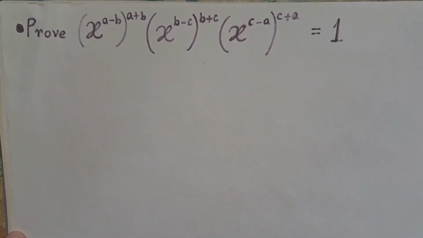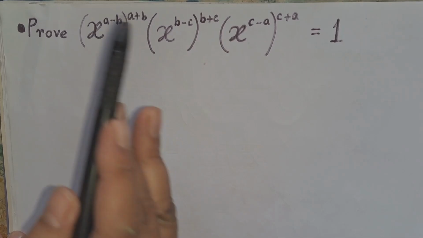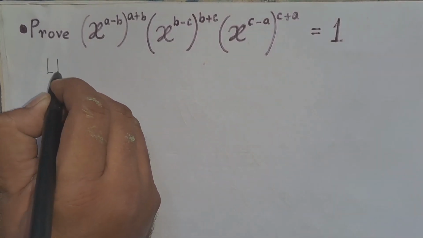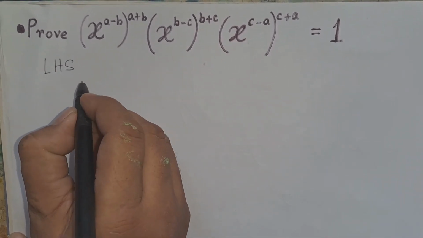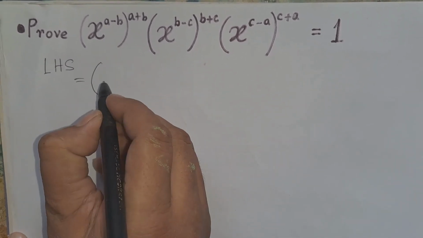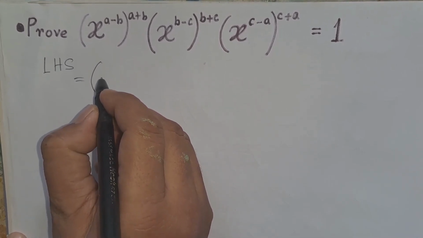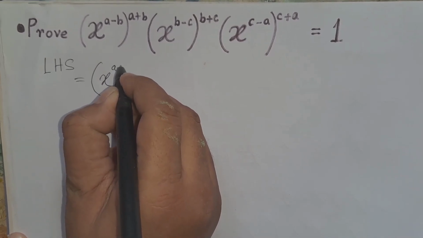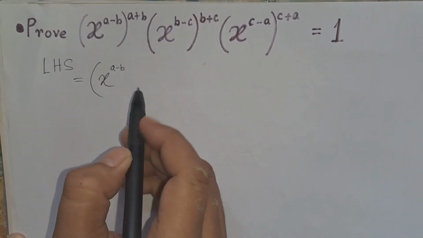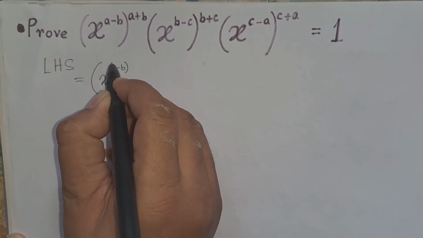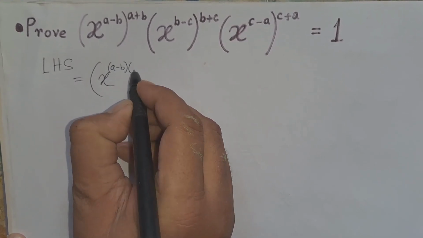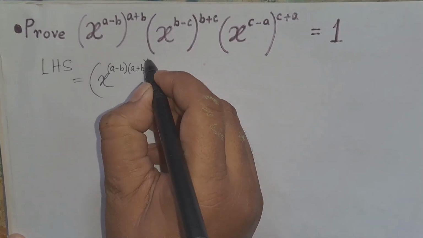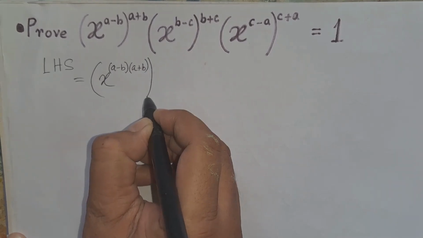Now prove another one. This would become 1. So I have to prove it. This is the left hand side, LHS, and the 1 is written as the RHS. We have to prove that LHS equals RHS, that is, the LHS will be 1. So x to the power a minus b, and the whole power is a plus b. So the powers will be multiplied, as you know the rules. So x to the power a minus b into a plus b.